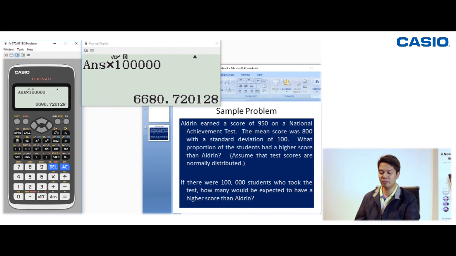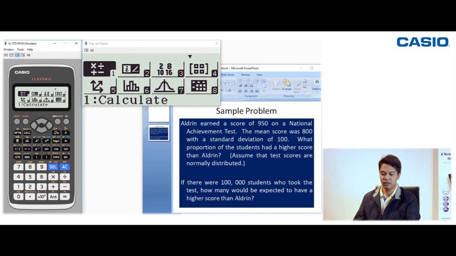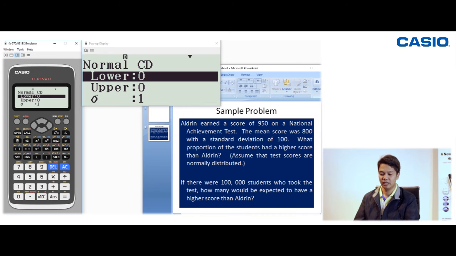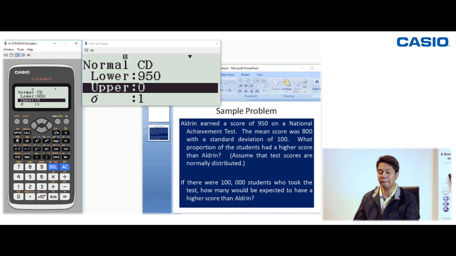Now, going back, as I've told you earlier, we have two different solutions here. This time, for solution number 2, we will use the empirical rule, which means using 3 sigmas away from the mean. Again, go back to menu 7, which is our statistics mode, and then use again the normal cumulative distribution, which is 2. Now this time, our lower value will be 950 because we wanted to get the probability that a certain student's score will be higher than Aldrin's. So this will be 950, and then you need to press equals. Now, what will be our upper value?